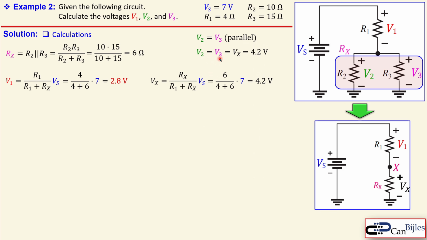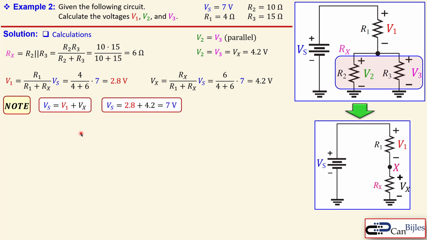Again, V2 and V3 are also 4.2 volts. So that was actually a question in place here. V1 is known, and V2 and V3 are also known because Vx is 4.2 and that is equal to V2 and V3. Again, we can say Vs is equal to V1 plus Vx. That is already given in the circuit because this voltage will be divided in this part and that part, so it will again be 7 volts. That is the verification for this calculation.